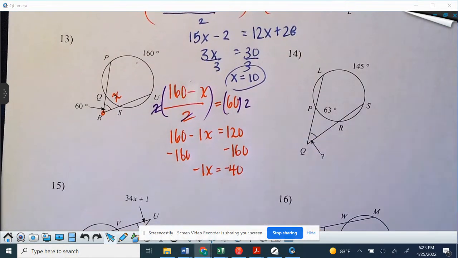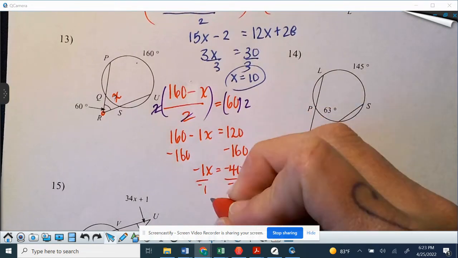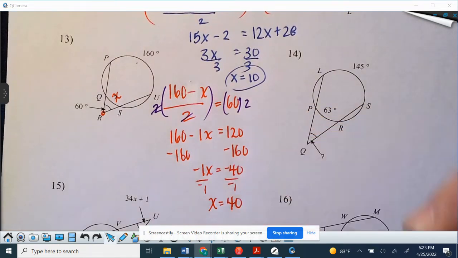Now, your answer cannot be negative 40 because that x is alone. It's not adding or subtracting to anything. It's literally an angle or arc measure, so it cannot be negative, which works out because we have that negative 1. But just to make sure, in case you're checking your work as you go along, it should be a positive value if it is the measure of the arc. So x equals 40.